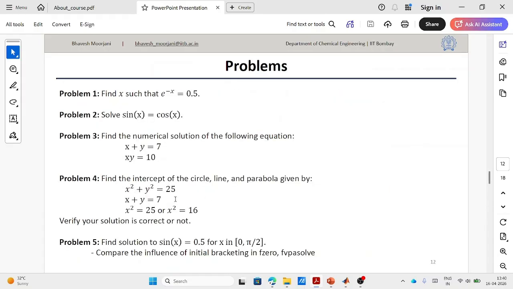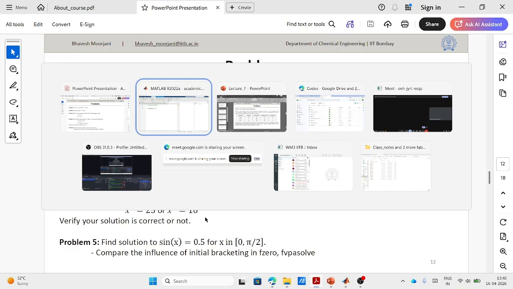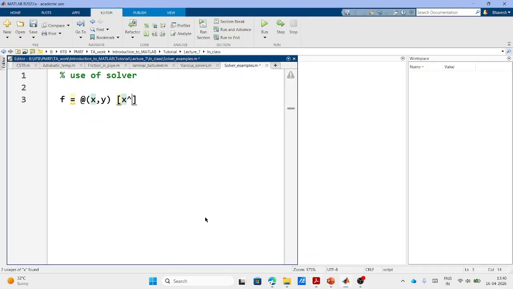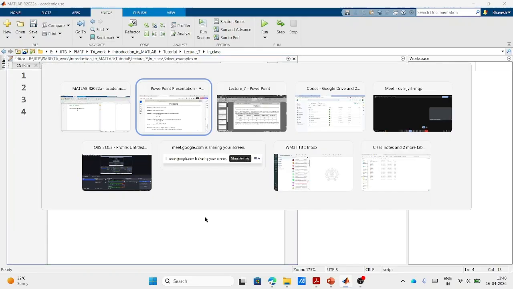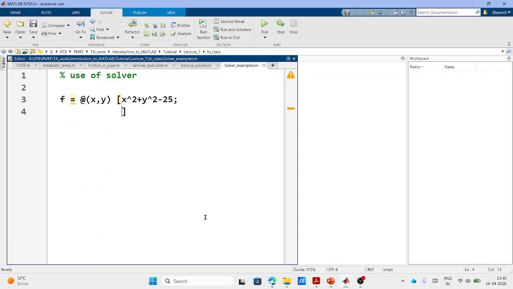So the first equation is x square plus y square is equal to 25, so I will write x square plus y square minus 25. This becomes my first equation. Then your second equation is x plus y is equal to 7, so I will write x plus y minus 7. This becomes my second equation.